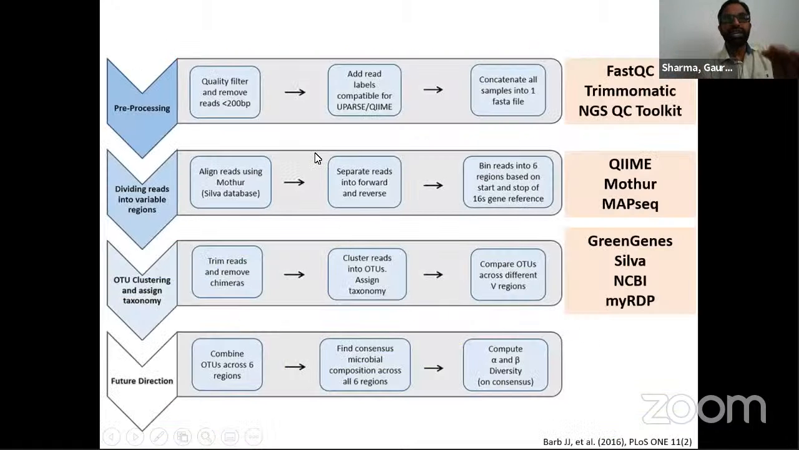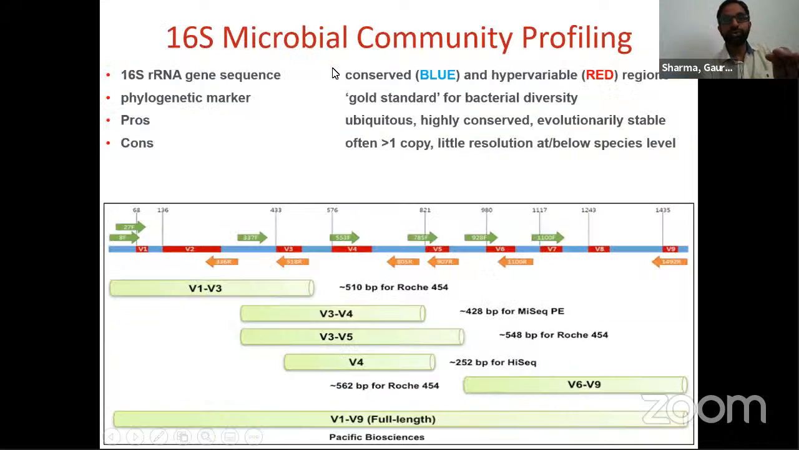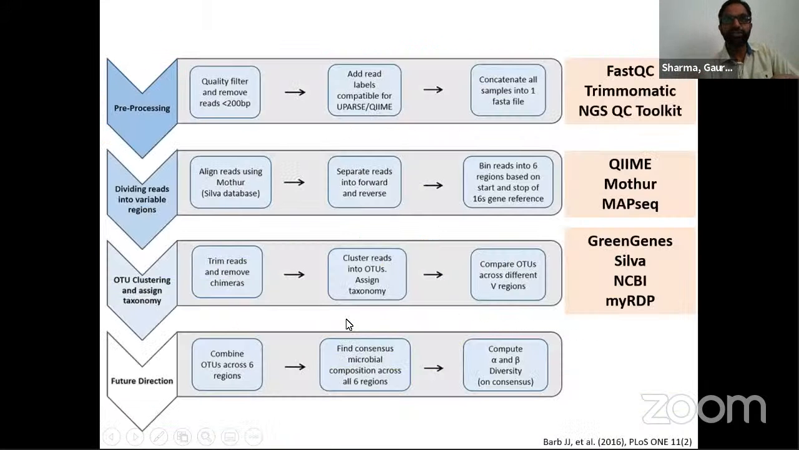Okay, so let's say we have used the V3 V4 region. Once we have this V3 V4 region, we will use those primers to amplify those segments, and then we will do the sequencing so that we can get all the reads from that V3 V4 region from all the organisms which are present in that niche.